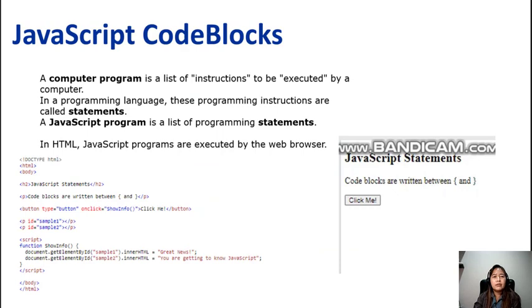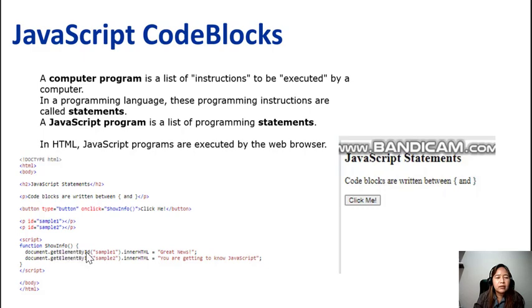Now we move on to JavaScript CodeBlocks. We already mentioned that a computer program is a list of instructions that should be performed by the computer. However, in JavaScript, you may have more than one statement that should be performed. That's what you call a code block. In JavaScript, you have to enclose a code block with a pair of curly braces.